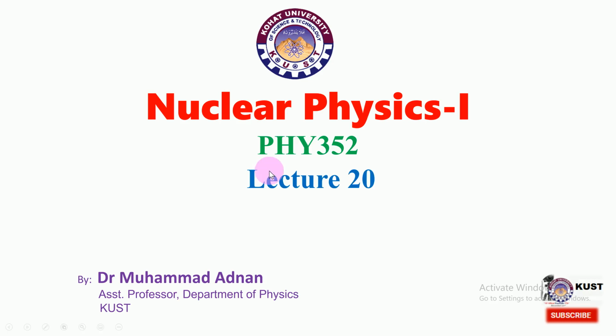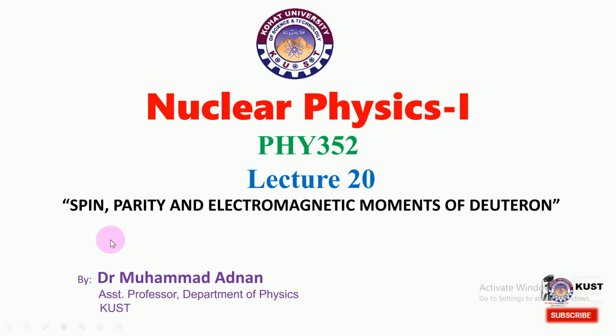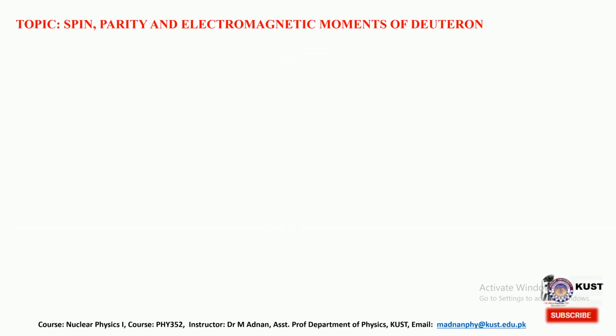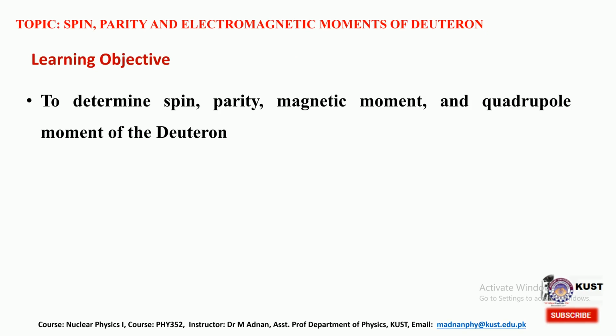Today, it is the 20th lecture of this course, and the topic is spin, parity, and electromagnetic moments of Deuteron. That is, in this lecture, we will be discussing various quantum aspects of the nuclei Deuteron. First, I will give the learning objective. At the end of this lecture, the student will understand how to determine the spin, parity, magnetic moment, and quadrupole moment of the Deuteron.